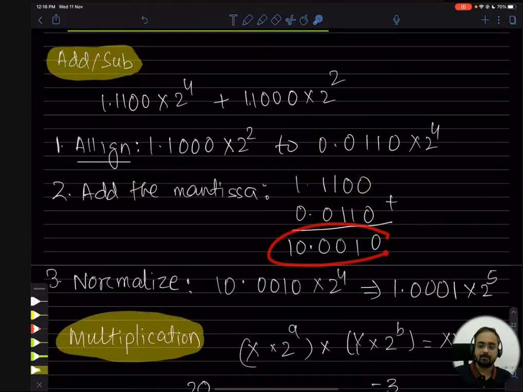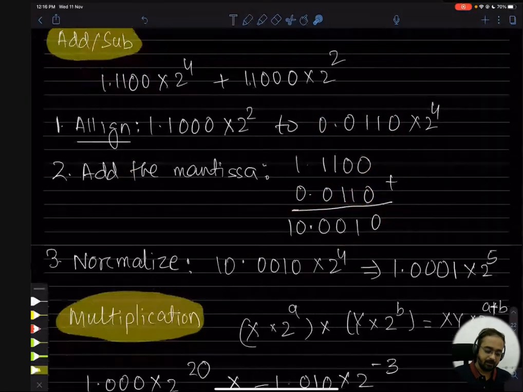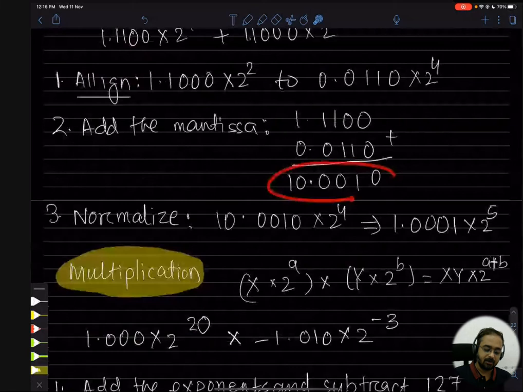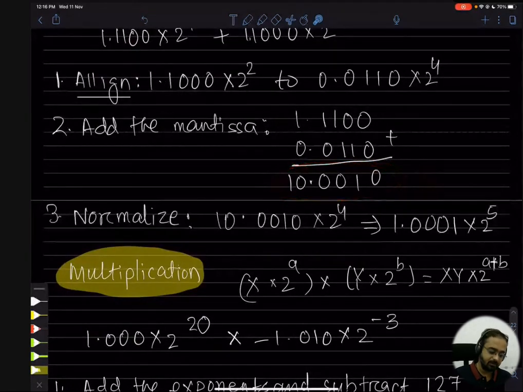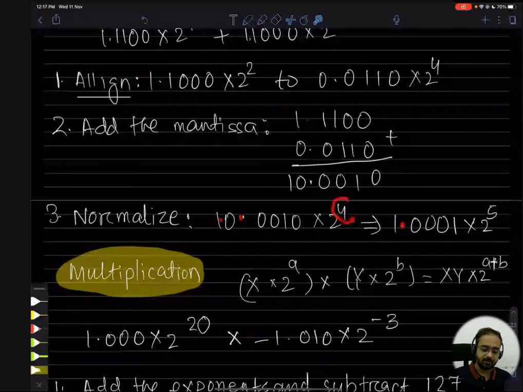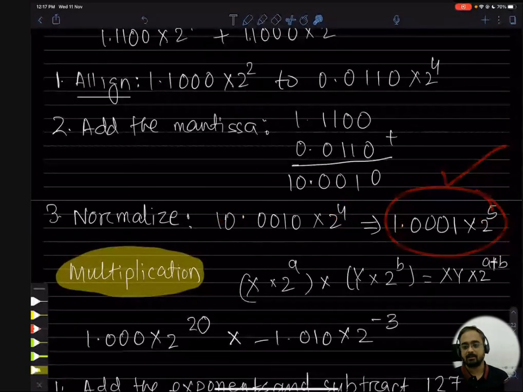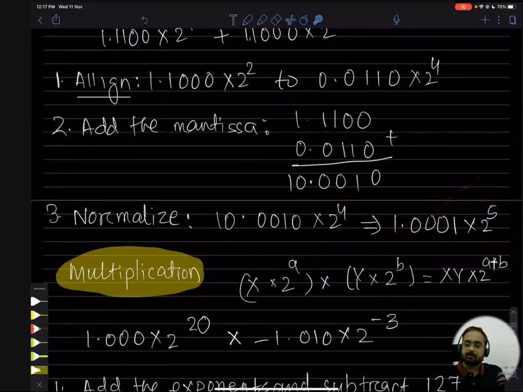After that we will get some result. Okay, after you got the result, this is not in normalized form, so you have to normalize it. How to normalize it? Just shift this 0 towards the right, so that this point will come here, because that is the normal form. If you shift it towards right, 4 will become 5, and this is the result. And the result is in your normalized IEEE format.